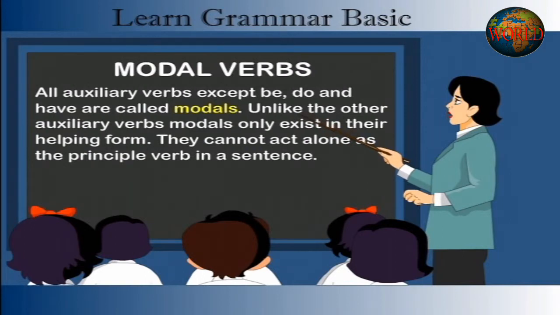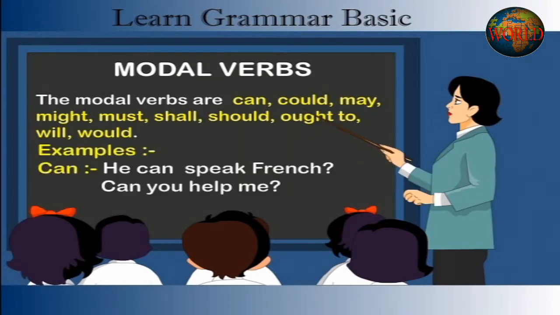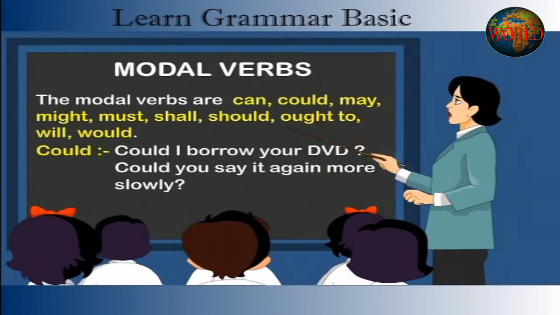Unlike the other auxiliary verbs, modals only exist in their helping form. They cannot act alone as the principal verb in a sentence. The modal verbs are can, could, may, might, must, shall, should, ought to, will, would. Examples: can. He can speak French. Can you help me? Could. Could I borrow your DVD? Could you say it again more slowly?